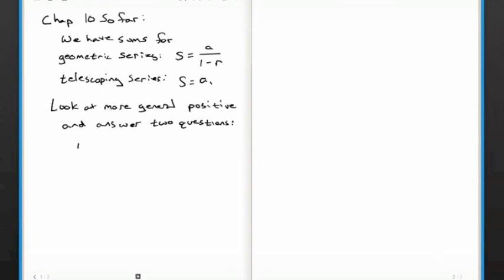One, does it converge? That's an important question. And two, maybe even more importantly, what is the sum? It's important to keep in mind that these are two separate questions. The second one relies on the first. Does it converge? We will try to answer that yes or no. And if so, what is the sum? These are the two questions we're going to look at today.